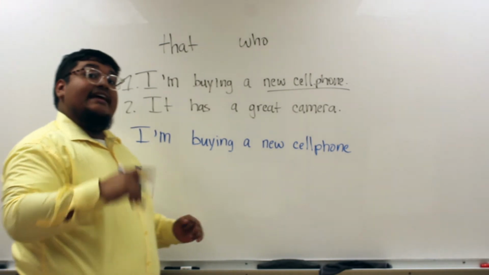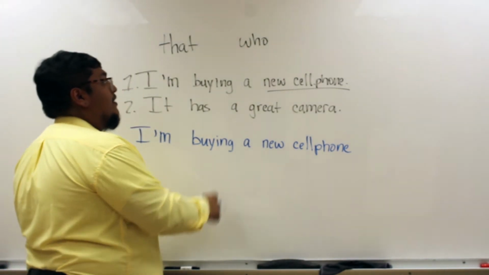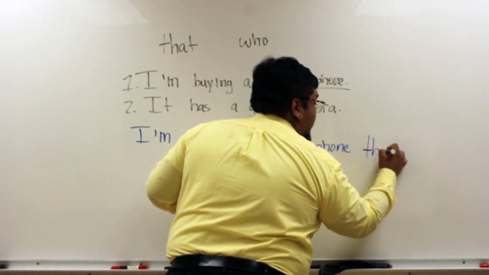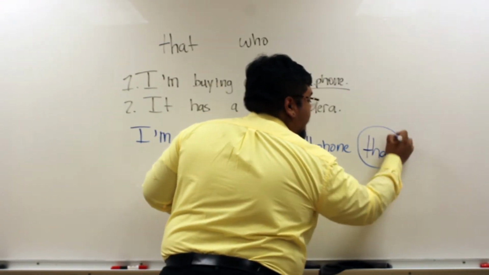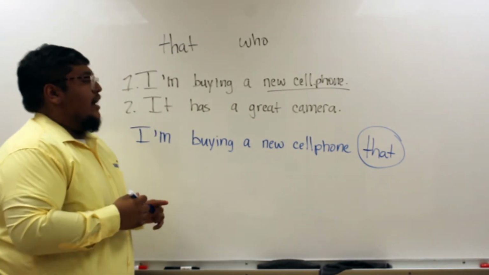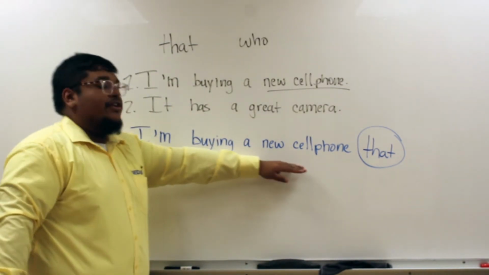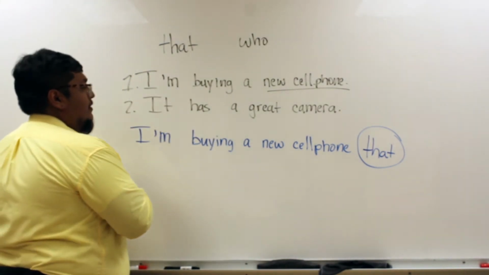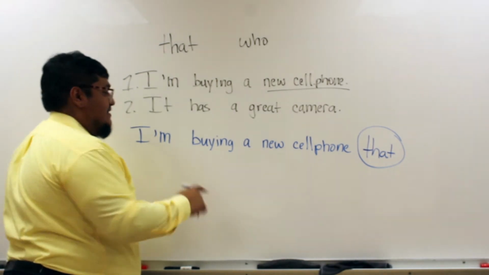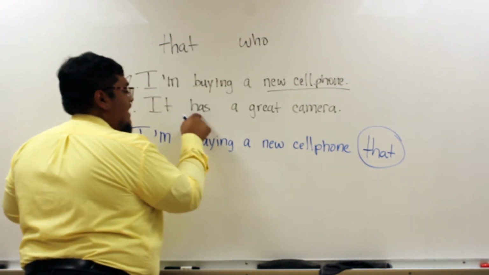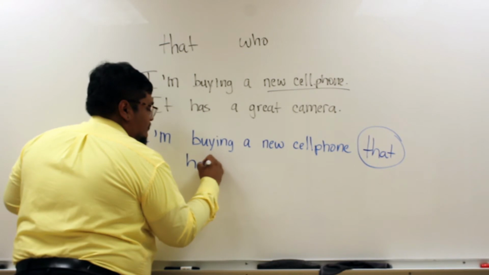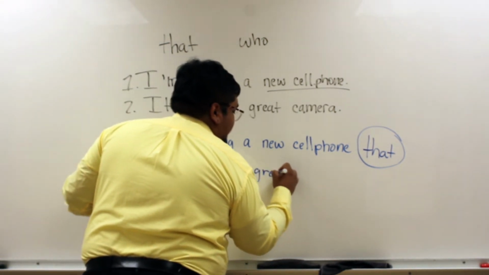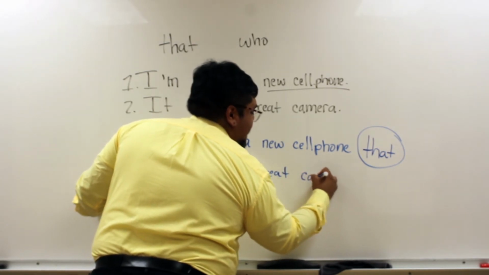Remember, a cell phone is a thing, so we have to use the word that. I'm buying a new cell phone that, okay? And remember, what did I say? Because we already know what we're talking about, cell phone, we don't have to include the word it anymore, okay? We just go to the next word, which is has. I'm buying a new cell phone that has a great camera.